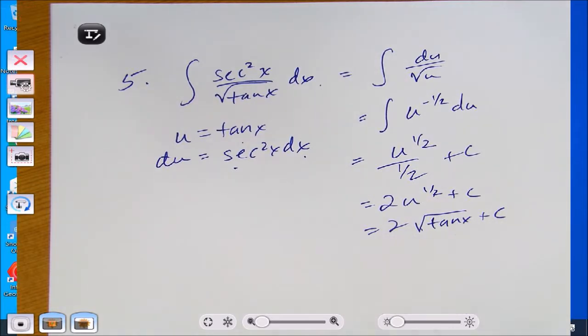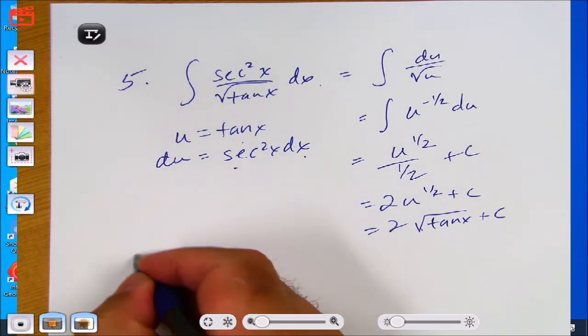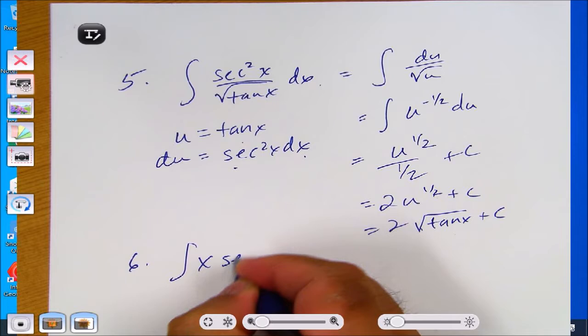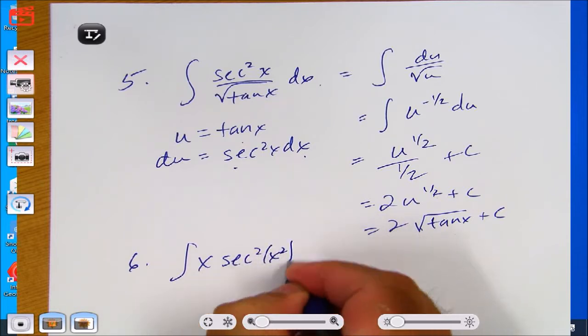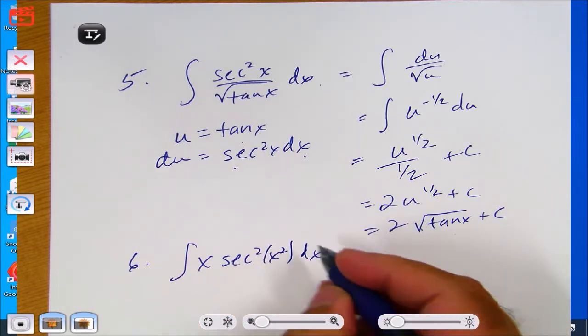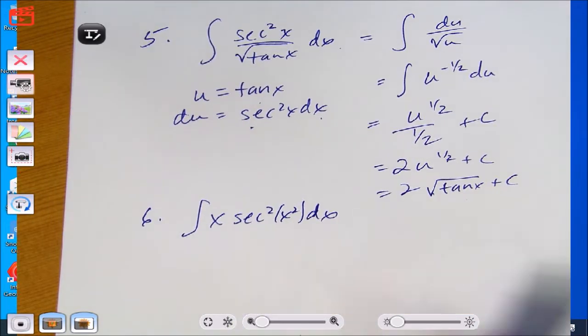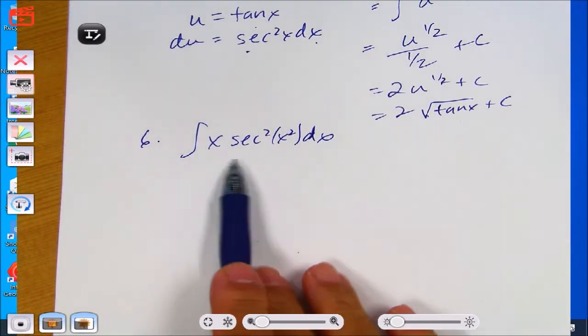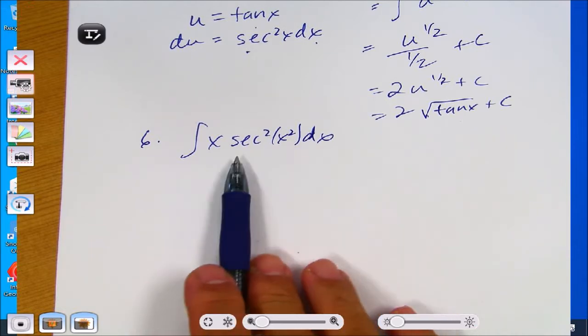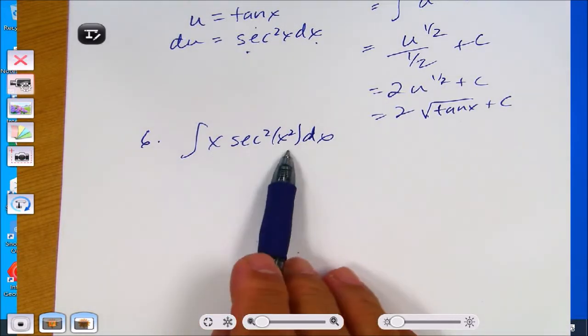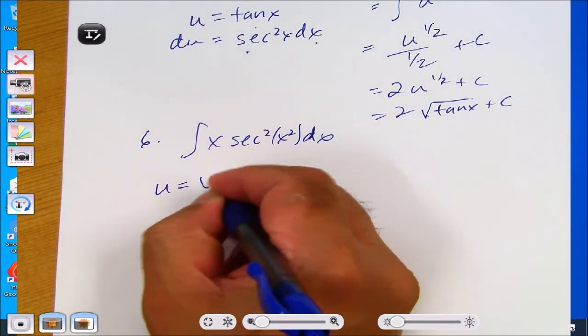Number 6. That's the integral of x secant squared of x squared dx. Alright, so here I know that secant squared is the derivative of tangent x, which is nowhere to be found. However, if I integrate secant squared, that's tangent, because secant squared is the derivative of tangent x. So I'm going to let u equal x squared. That's the only thing that's bothering me.